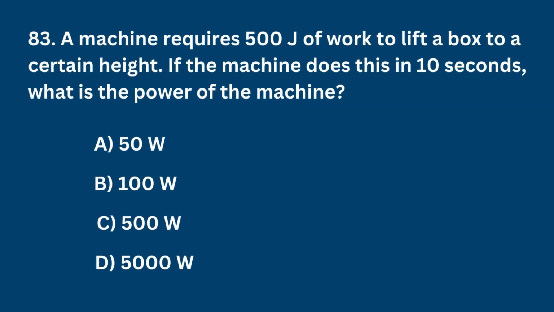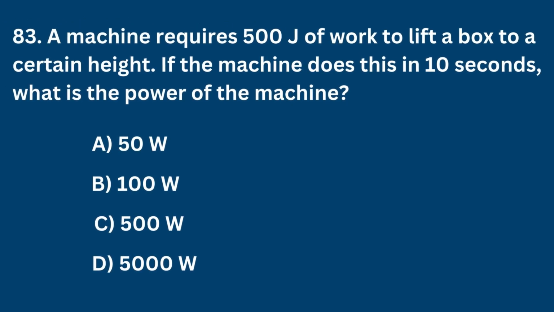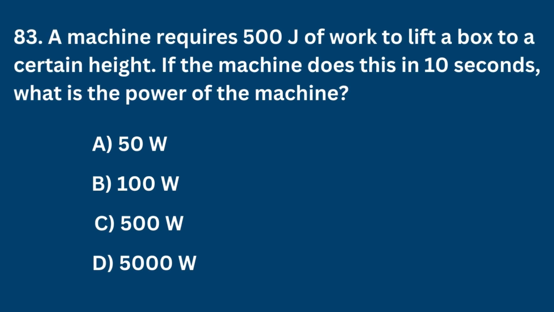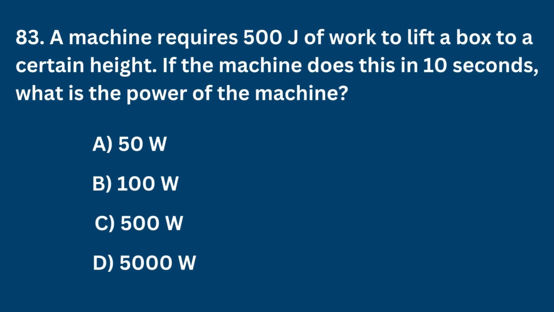A machine requires 500 J of work to lift a box to a certain height. If the machine does this in 10 seconds, what is the power of the machine? The options are A. 50 W. B. 100 W. C. 500 W. D. 5,000 W.